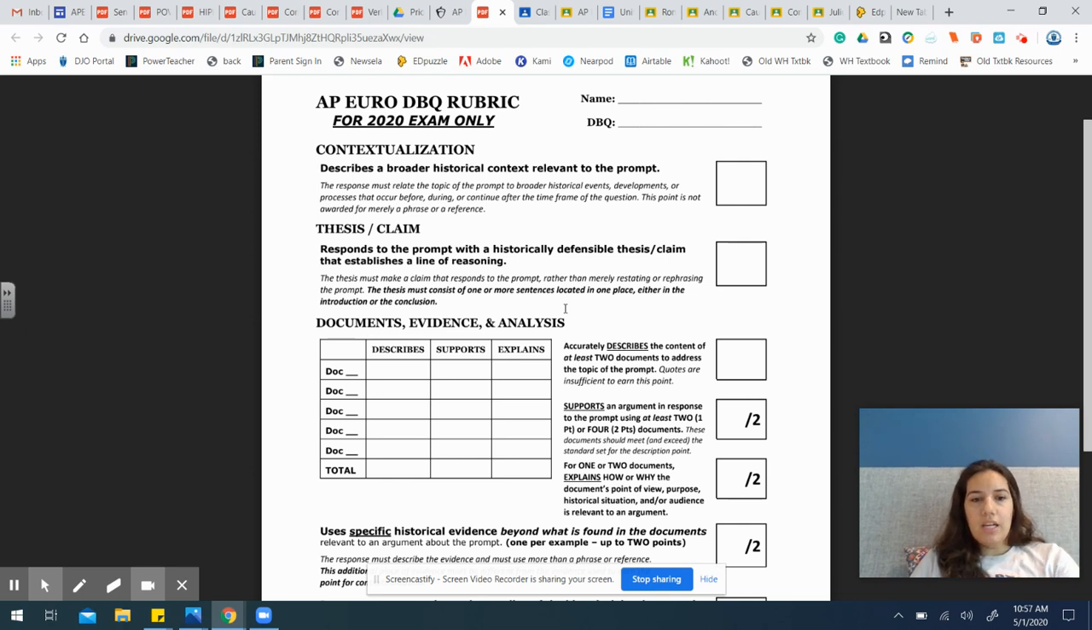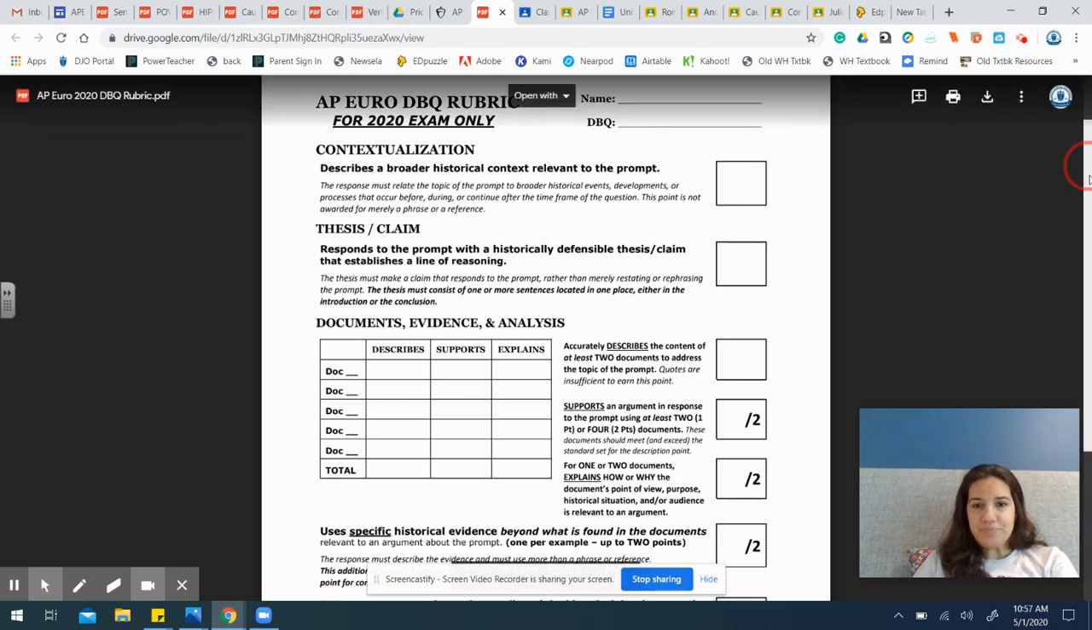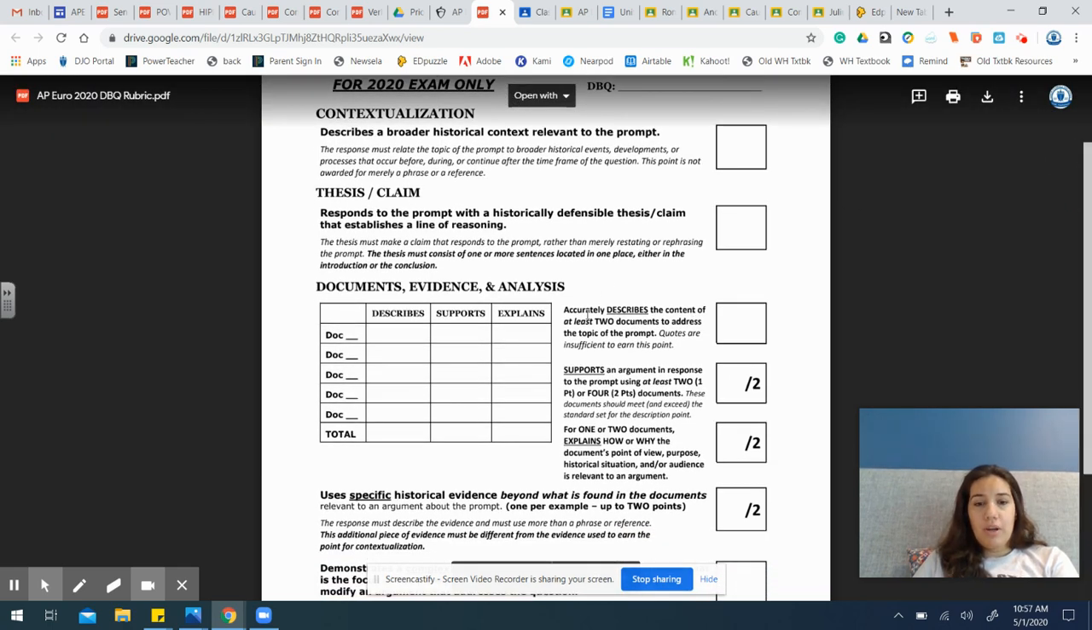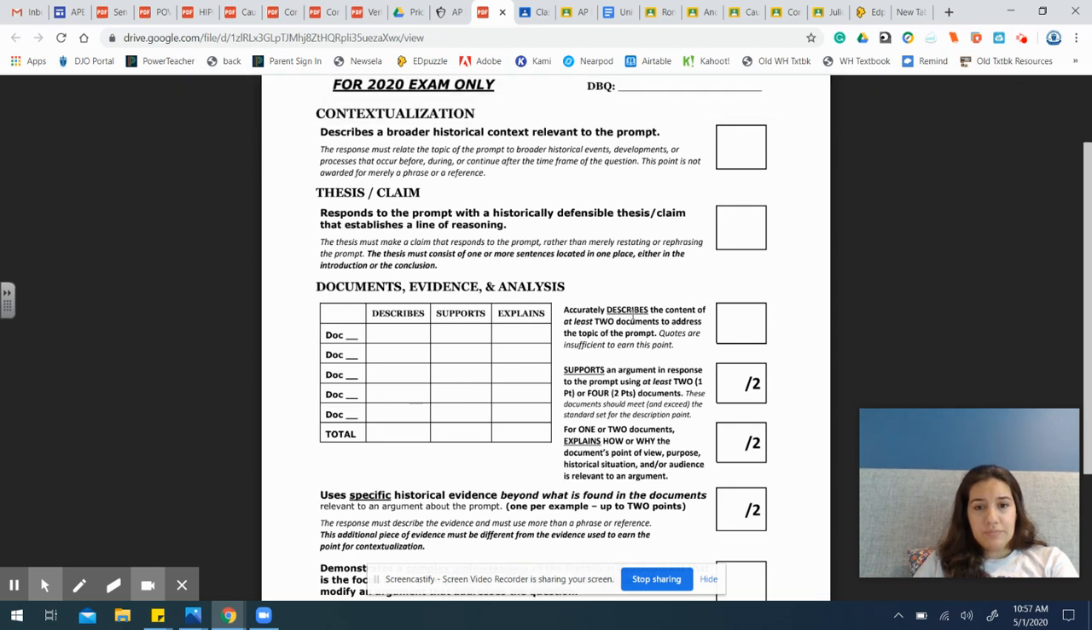Okay, now getting on to our documents. So the 5 documents you have to use in a couple different ways. So the first part is accurately describes the content of at least 2 documents to address the topic of the prompt. Quotes are insufficient to earn this point. Okay, so you have to describe the documents here, at least 2. This is 1 point here.